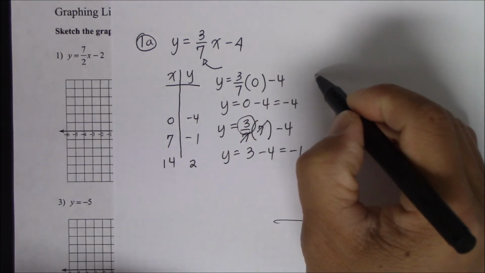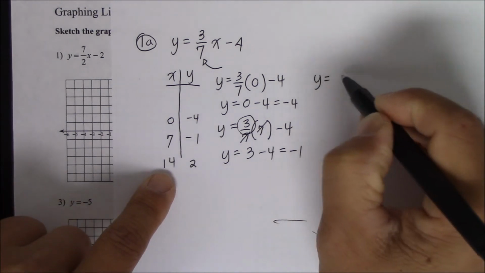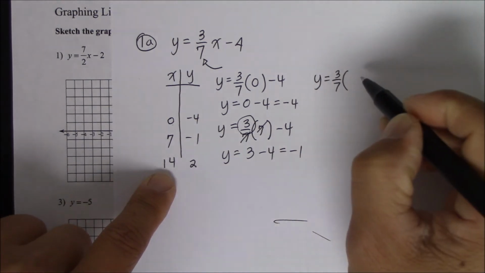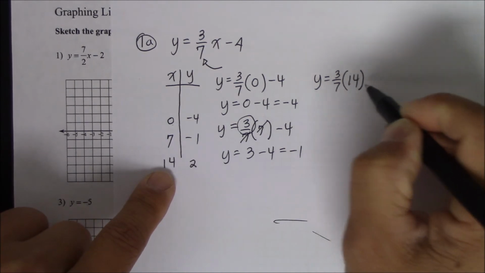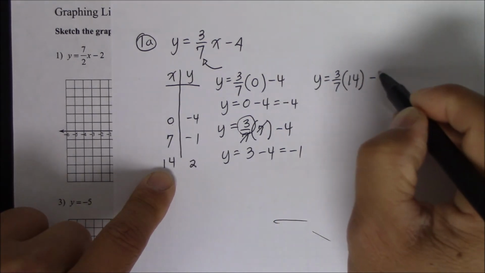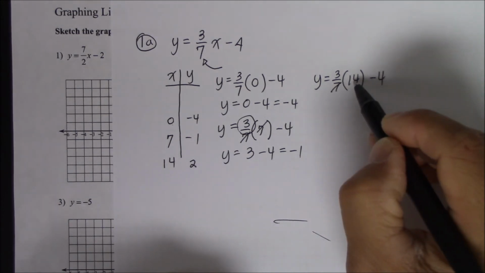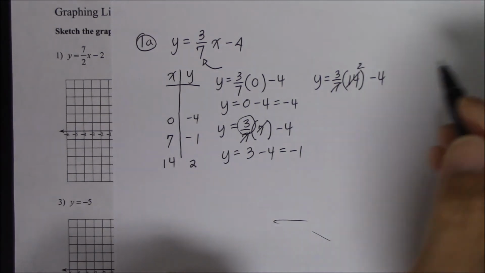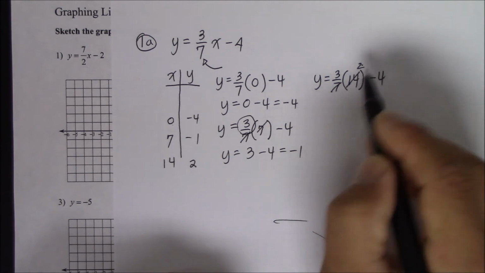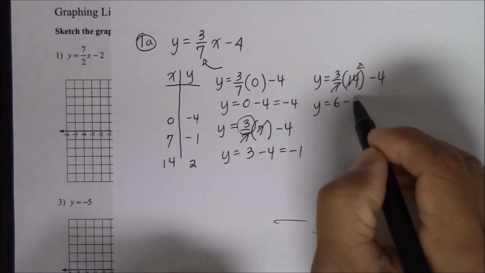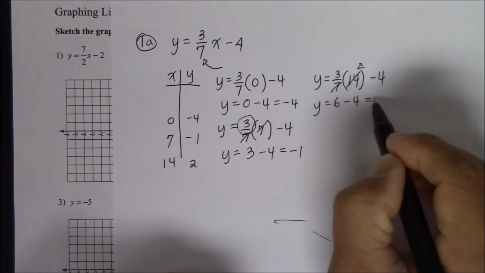And to check, let's go and plug this in again. Y is equal to 3/7x, but this time it's 14, minus the 4, that's the original given function. The denominator 7 reduces to 14 2 times. So therefore, 3 times 2 become 6 minus 4. And 6 minus 4, of course, is 2.